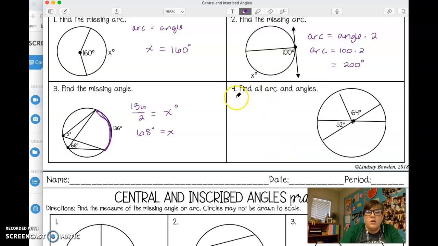In number 4, they want us to find all arcs and angles. So we're going to have to put some things together that we know about this circle. And this radius should actually be here. So remember, total in the circle, we have 360 degrees. If it's a diameter, meaning it's cutting through the center point of the circle, it's a semicircle, so it would have 180 degrees. So we can kind of start to put some of those things together. So these angles would have to add to 180 because they sit on that diameter.